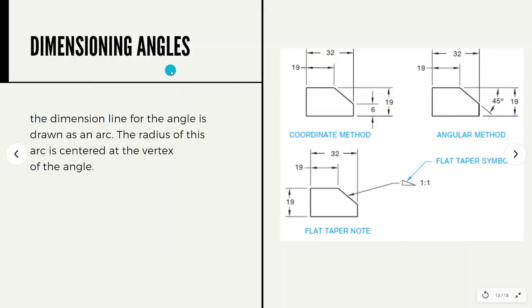Next is dimensioning angles. When we dimension angles, the dimension line for the angle is drawn as an arc. The radius of this arc is centered at the vertex of the angle. There are many types used to dimension an angle, but the most common is the angular method we discussed earlier.